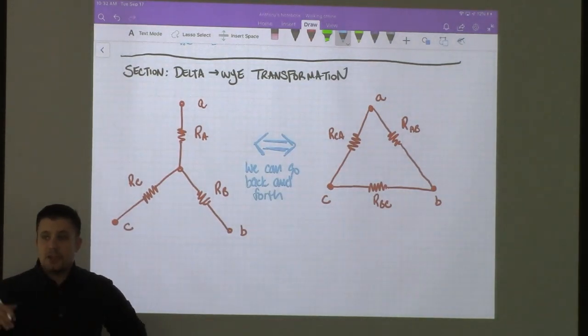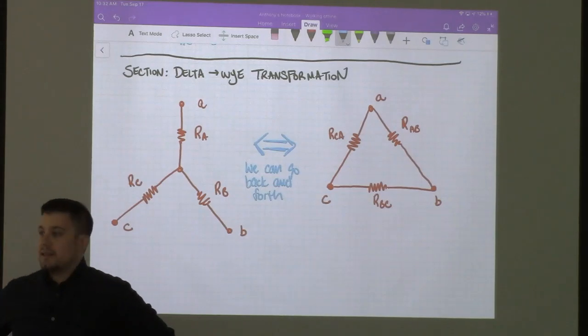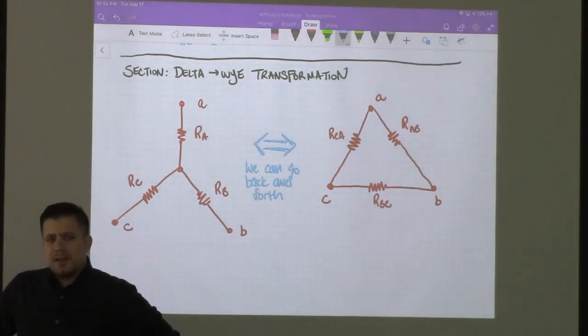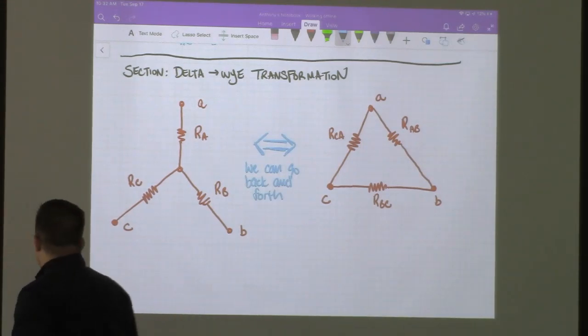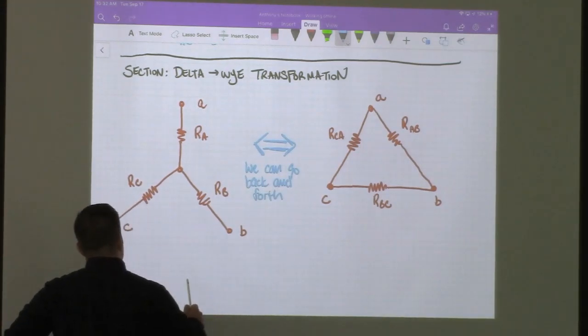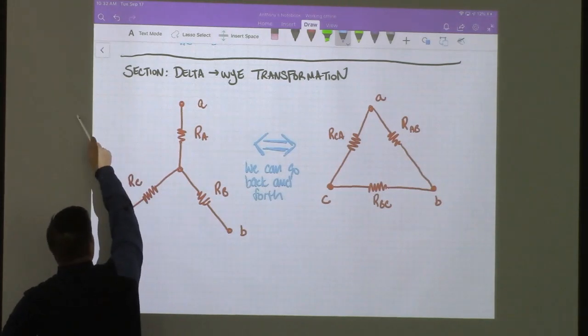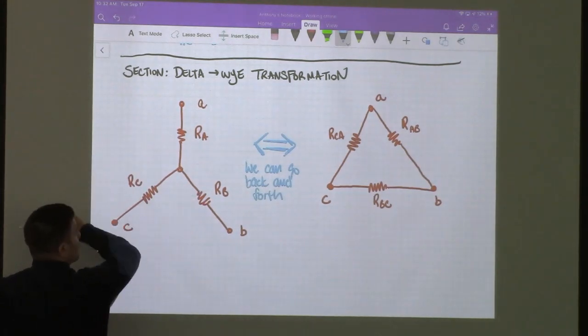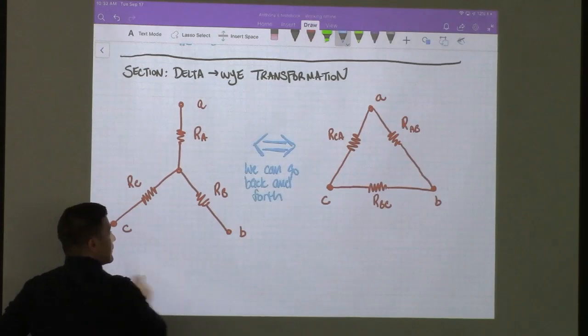there's a transformation to go back and forth that actually makes it easier to solve the circuit. And I think the best way to illustrate this is when we get to an actual example. But for example, just to introduce it, let's say we're trying to find the equivalent resistance to some circuit and it's attached to these, right?